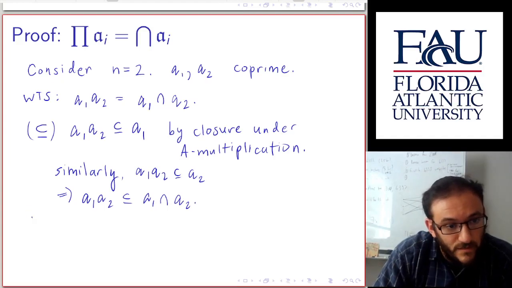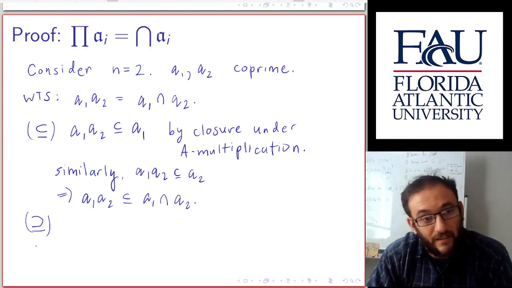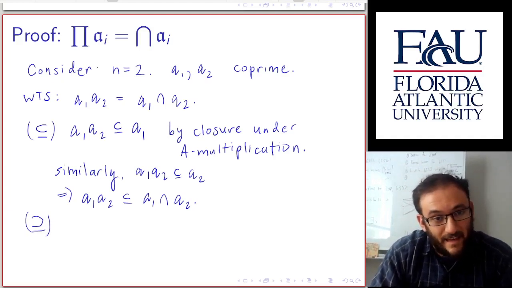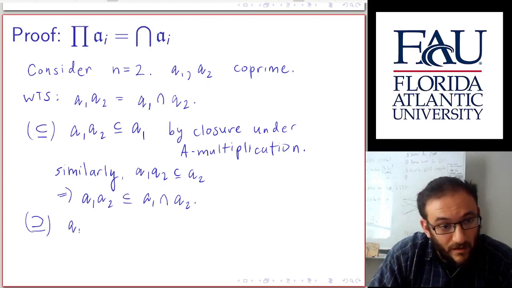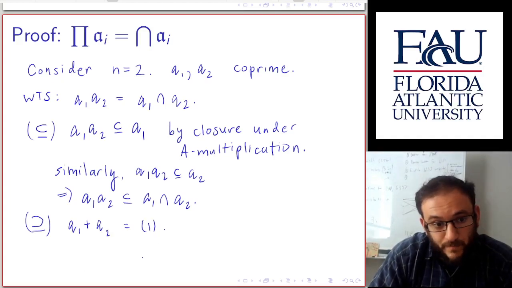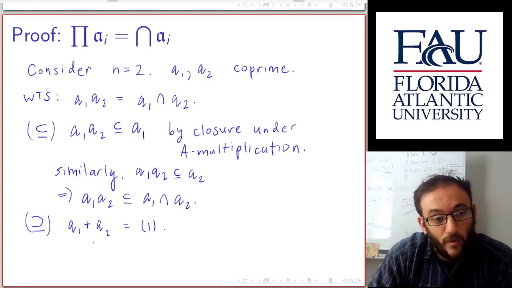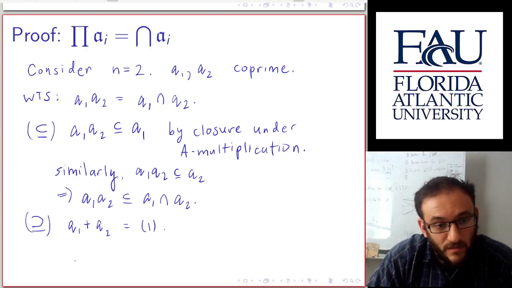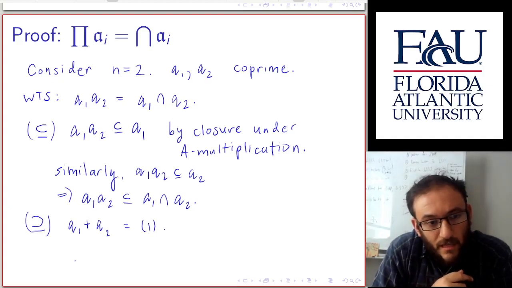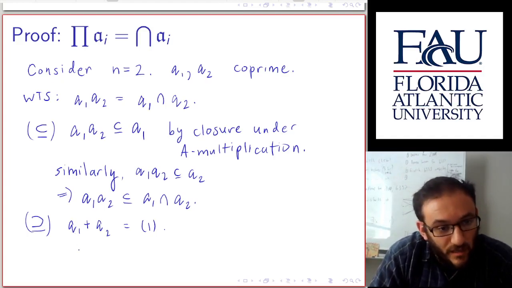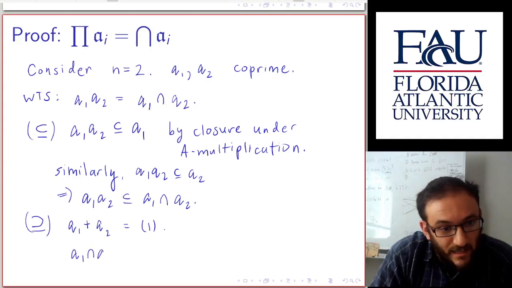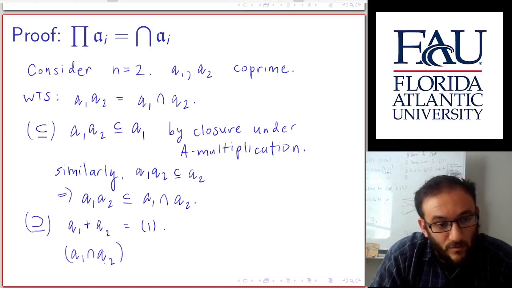Okay, as for the reverse inclusion, here we have to be a little craftier. And we note that because a1 and a2 are coprime, we have a1 plus a2 will be equal to 1. Okay, and now we can consider what happens when we multiply. So we're trying to show that the intersection is contained in the product. So let's consider what happens when we take a1 intersect a2 and we multiply it by a1 plus a2.